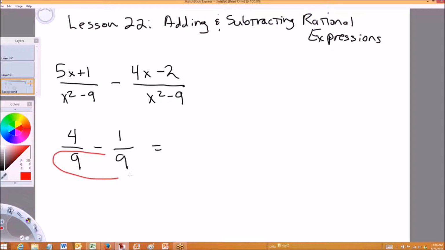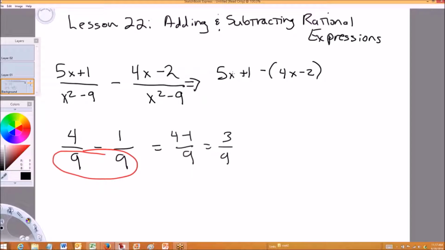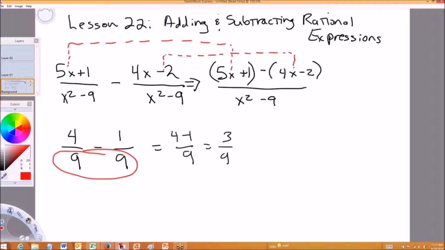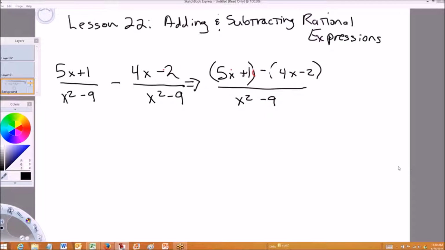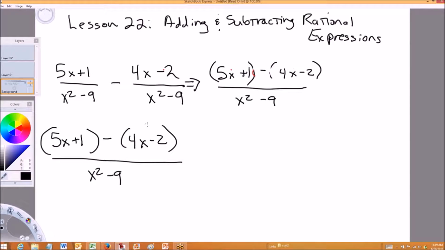And as you recall, if they have the same common denominator, it's simply, in this case, 4 minus 1 over 9, which equals 3/9. So we're going to apply that same technique here. So we have... I'm going to clean this up a little bit to give me some more room. I'm going to rewrite it over here. Now note that this negative sign here changes the sign within the parentheses, so I'm going to rewrite it.